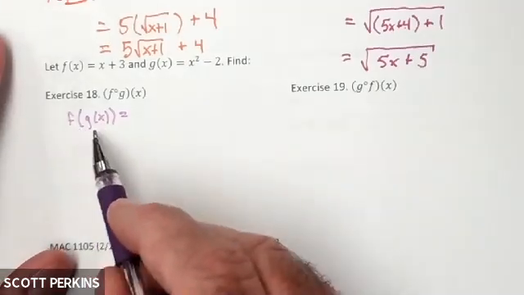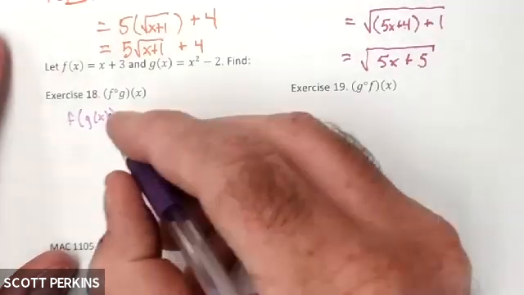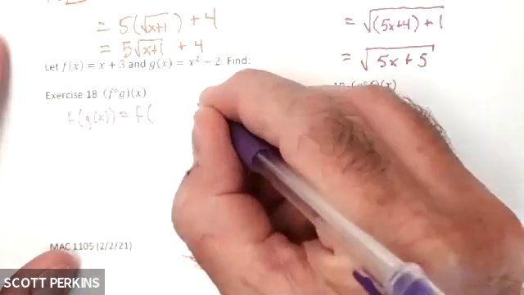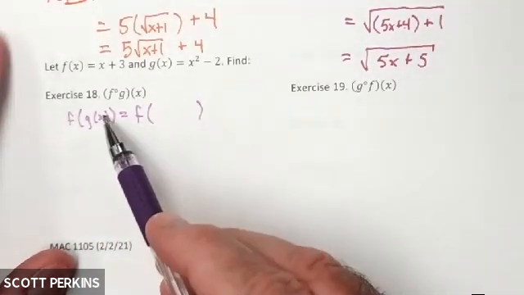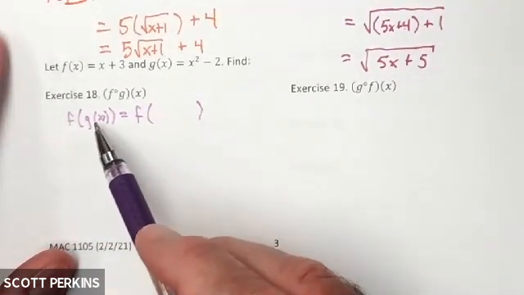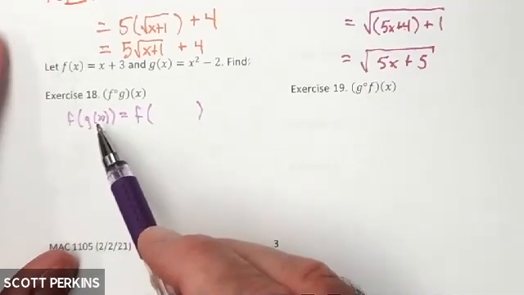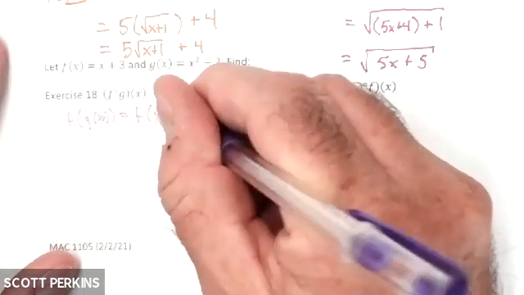All right, so I have f composed with g of x. Again, I'm going to take my function f, and inside the parentheses, instead of having a g of x there, I'm going to plug in what that function is. And that function is x squared minus 2.